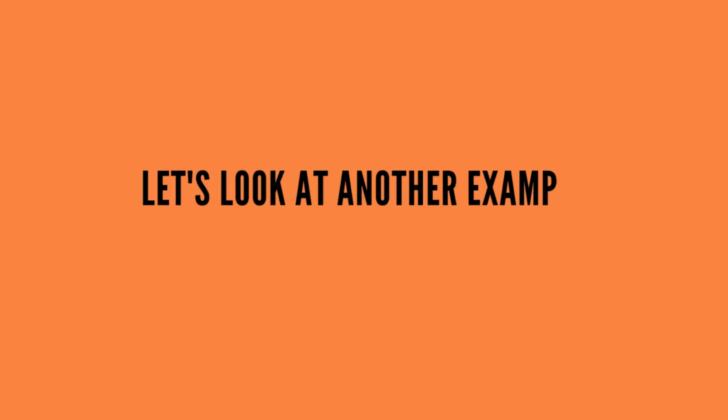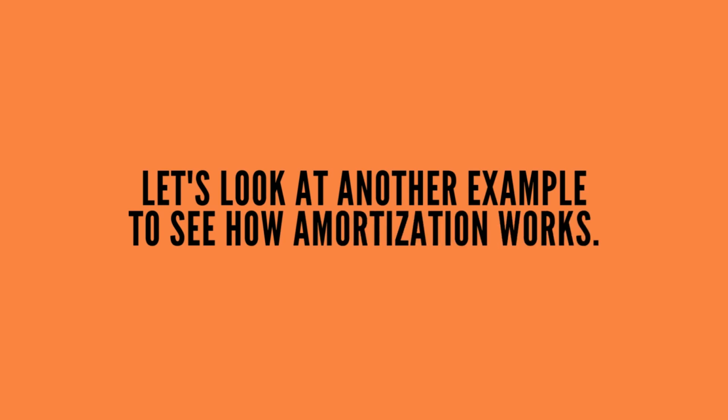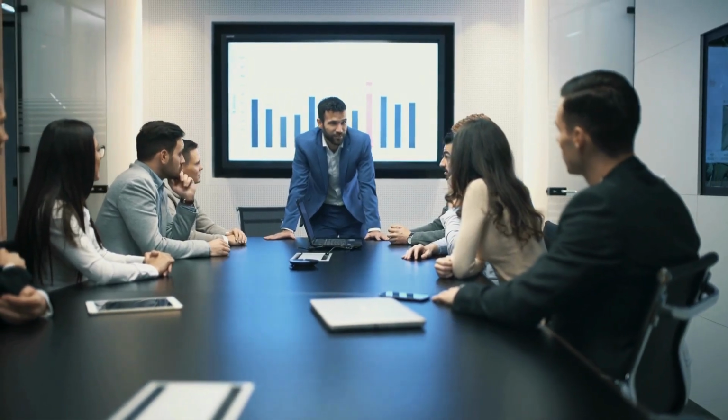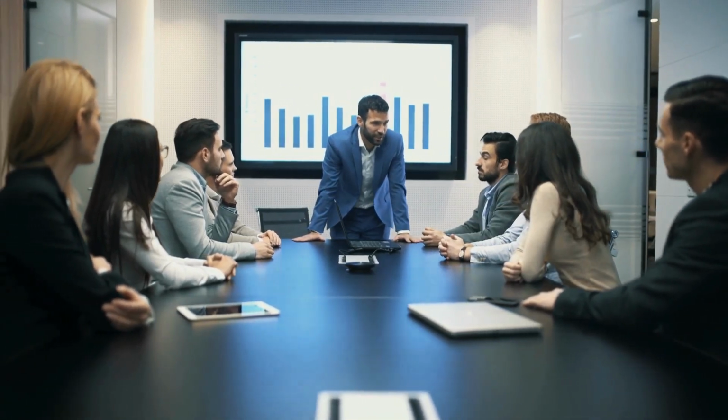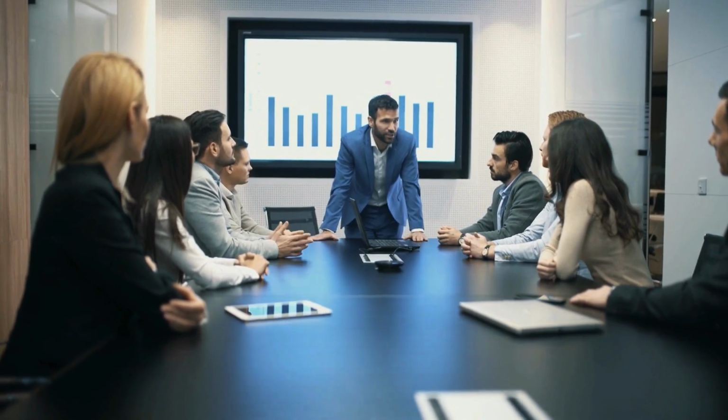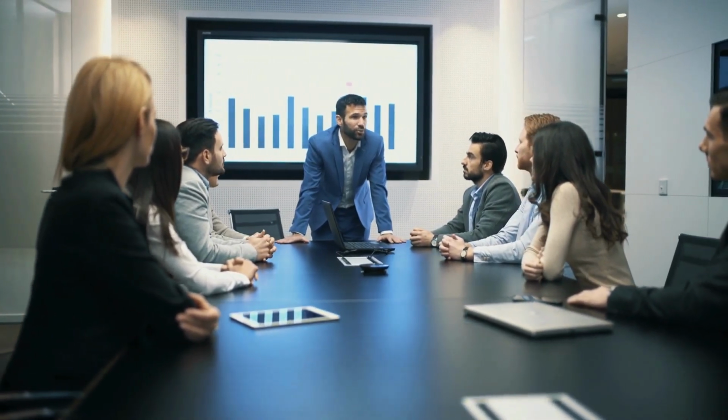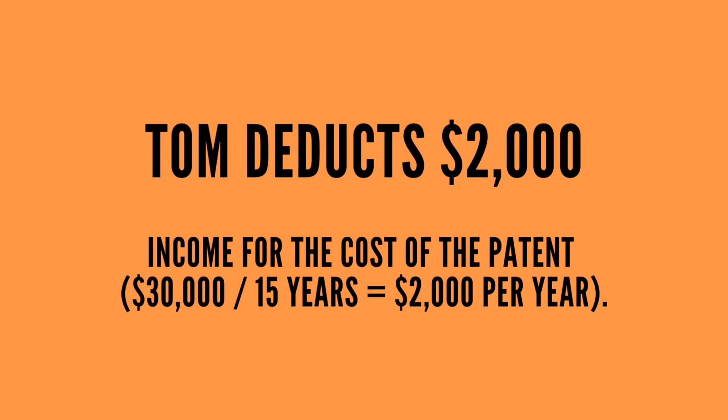Let's look at another example to see how amortization works. Meet Tom, who has developed a new piece of technology and holds a patent for it. He spent $30,000 to secure the patent and plans to amortize this cost over 15 years, as dictated by IRS rules. Each year, Tom deducts $2,000 from his taxable income for the cost of the patent: $30,000 divided by 15 years is $2,000 per year. By amortizing the cost over the life of the patent, Tom reduces his tax burden and spreads out the financial impact of securing this valuable asset.